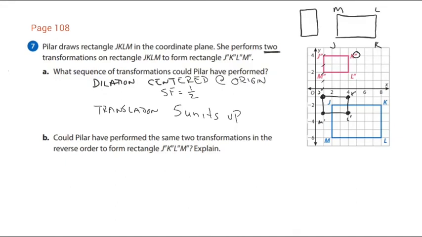Go ahead, Tyler. Tyler, you're free. And the next one. Can I do the same transformations in the reverse order? Don't just guess. Try it. So what I'm going to do, in red, is move the blue figure up 5. So I'm going to go 1, 2, 3, 4, 5. So those two points go to here. And then it's normally a rectangle.